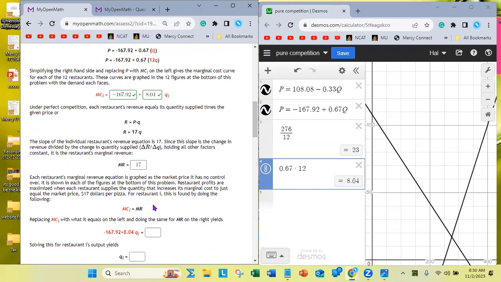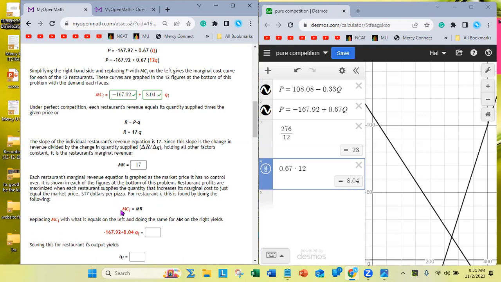Now, each restaurant's marginal revenue is graphed as the market price. It has no control over this market price. It's shown in the figure I just showed you at the bottom of this problem. Restaurant profits are maximized when each restaurant supplies the quantity that increases its marginal cost to just equal the market price of $17 per pizza. For restaurant i, it could be 1, it could be 2, it could be 3, or it could be restaurant 12. In my case, I've got 12 restaurants.